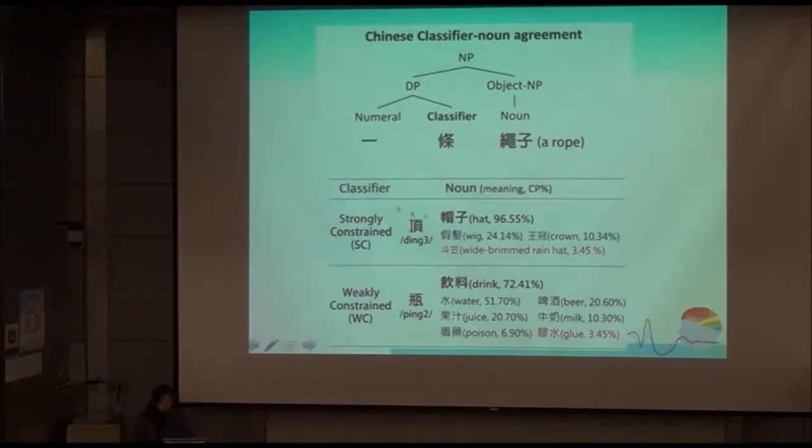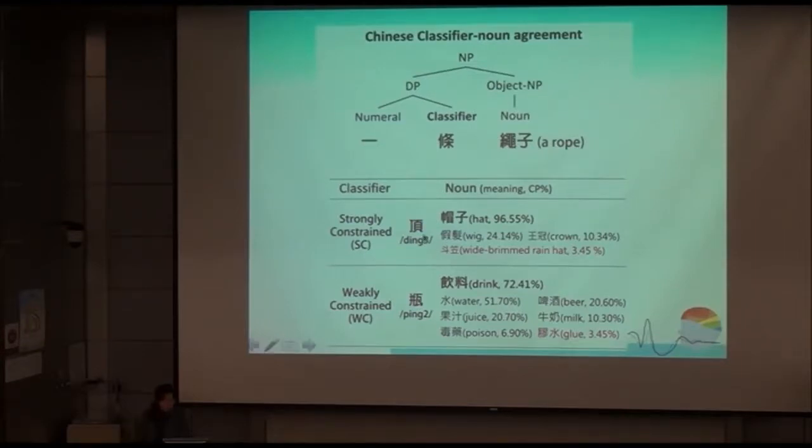So for example, 一顶帽子: when you hear 一顶, most of you would complete it with 帽子. But some of you might also give an answer like 假发 or 王冠 or 斗笠. So you actually can measure the cloze probability for the following noun.